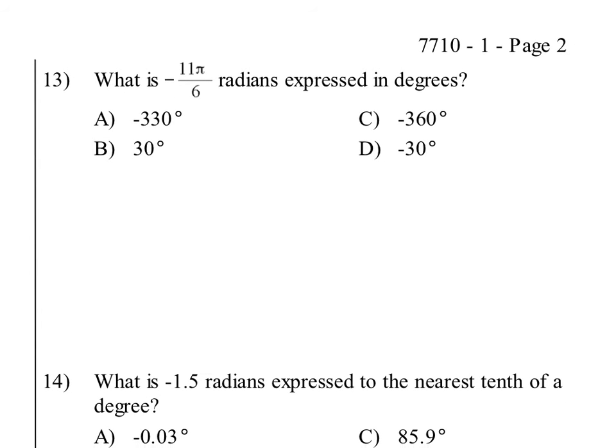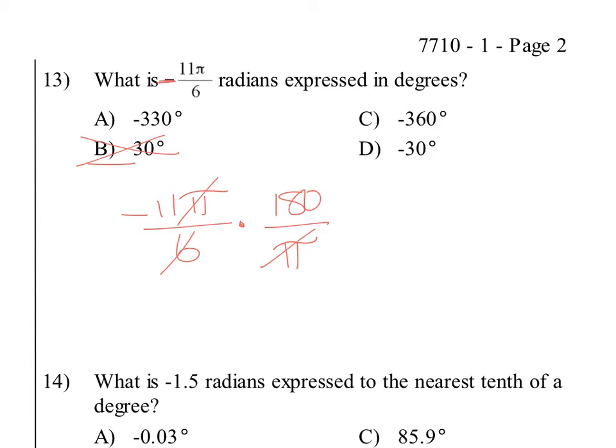Okay, in degrees, so negative 11 pi over 6. Now, just right off the bat, this is negative, so the answer should be negative, so this guy is gone. Just to see that from the start. But then this is 180 over pi. These cancel out. 6 goes into 6 once and into 180 30 times. So 11 times 30 is negative 330.